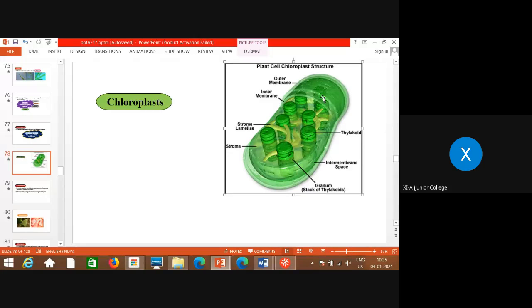Outer membrane, inner membrane, inside which the matrix is present, called the stroma, responsible for the chemical reaction, whereas these grana are responsible for the light reaction of photosynthesis. So what is the main function of the grana in the chloroplast? That is photosynthesis, because of the pigments present in it.